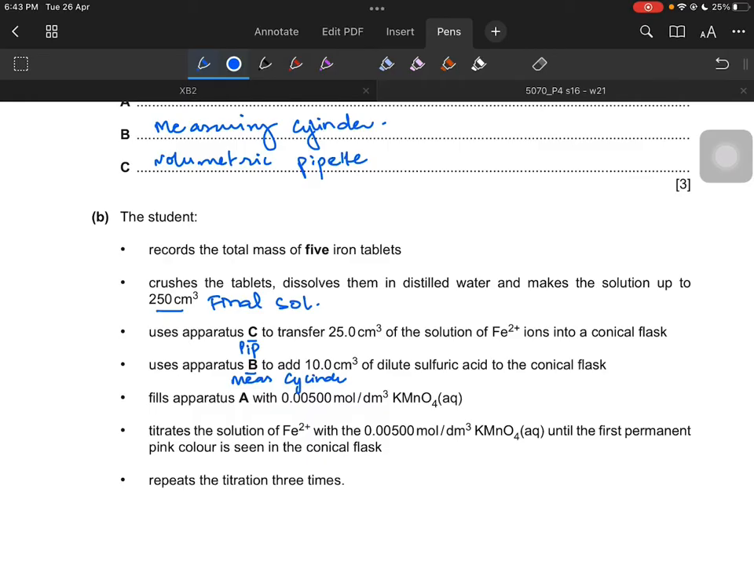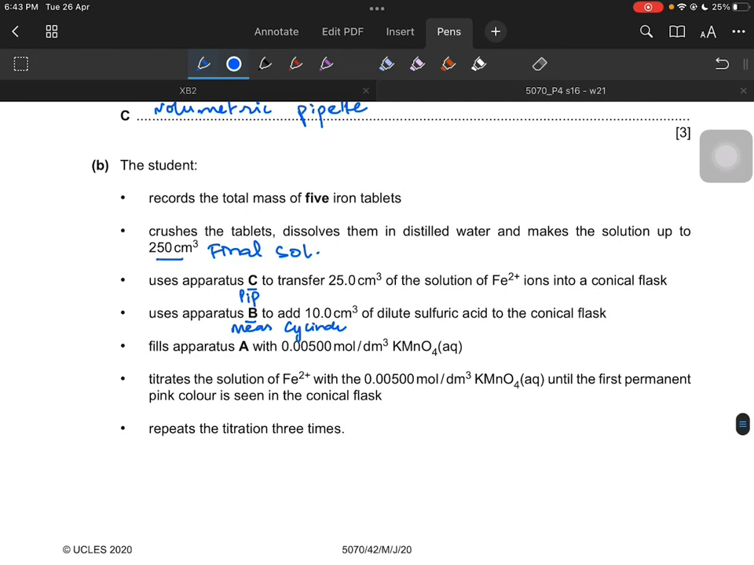Fills apparatus A with 0.00500 mole per decimeter cube KMnO4. Titrates the solution of iron 2 ions with the KMnO4 until the first permanent pink color is seen in the conical flask. Repeats the titration.